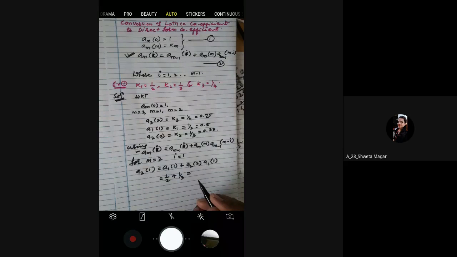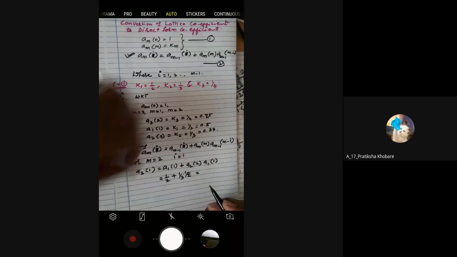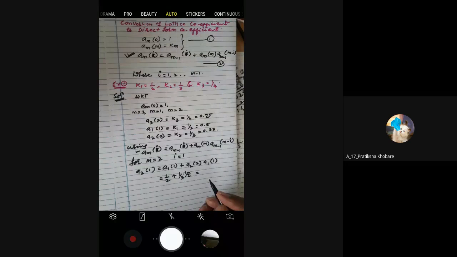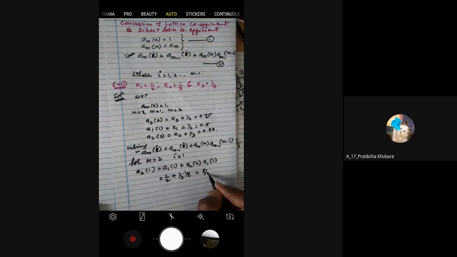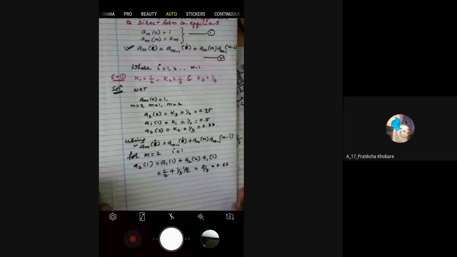1 by 3 into a1 of 1. a1 of 1 is again 1 by 2. So which is equals to 0.665. 2 by 3, 0.665, or 0.66, right? Now, so this is for m equals to 2 and I equals to 1.